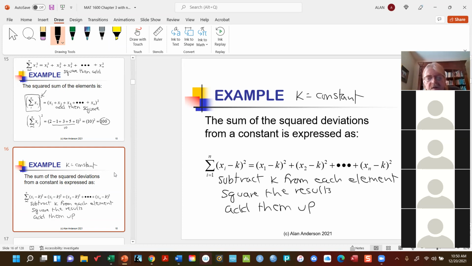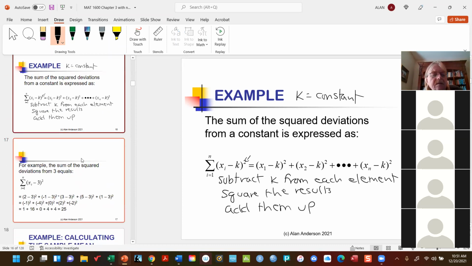All right, so in other words, for each x, subtract k, then you square the difference, and only then do you add them up. Which sounds like a nightmare, but when I show you this next example, you'll say, oh, that isn't that bad. Okay? You just have to be methodical, let's say.